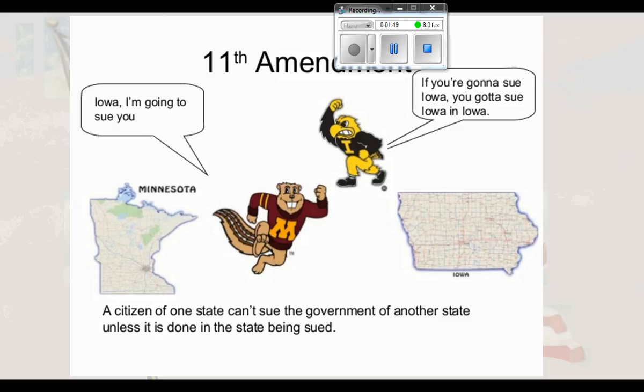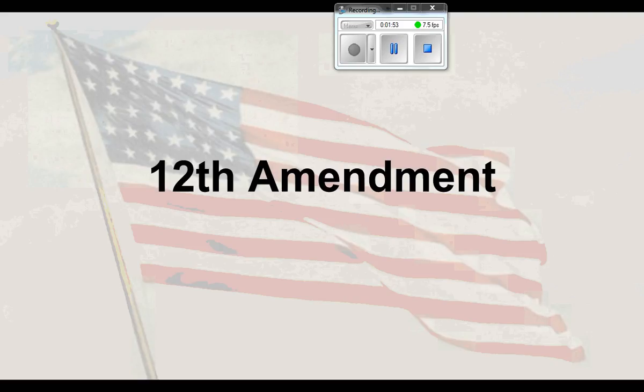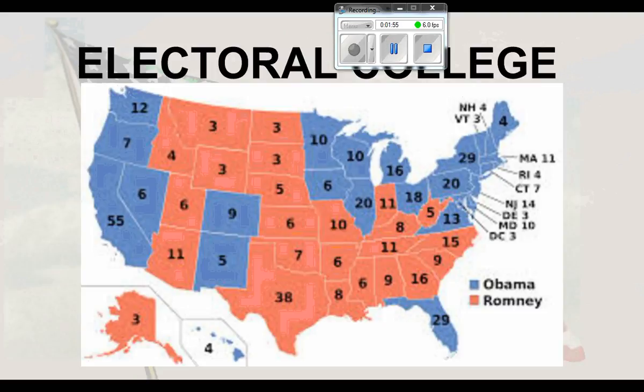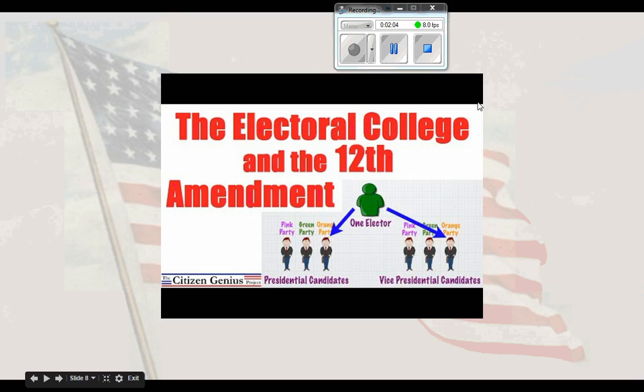Yep, that's it. The 12th Amendment created the Electoral College. We talked a lot about that when we studied the executive branch. Every state has the same number of electors as they do members of Congress. If you remember, 270 votes wins the presidency.